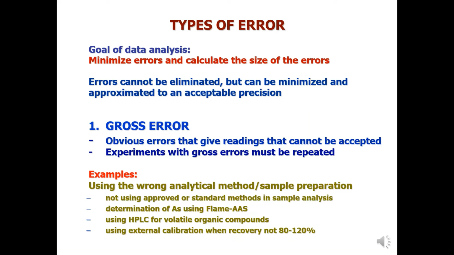Some errors are small, so we can just minimize them and they won't affect the quality of your data. Okay, now we go to the first one, gross error. Gross error is an obvious error that gives readings that cannot be accepted. And when you have a gross error, all the experiment has to be repeated. And this is what I meant just now. Every single step in the sequence of analysis, you must follow it.